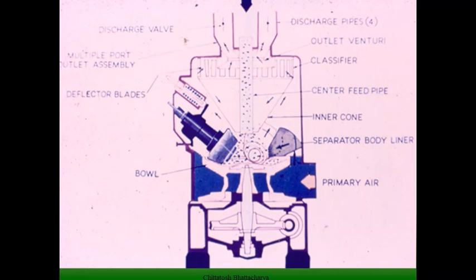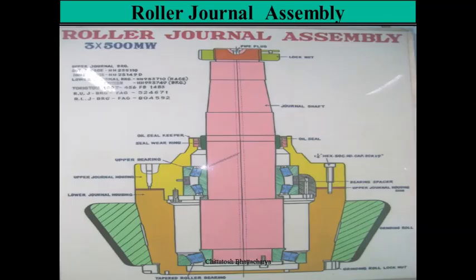The mill base is provided with support, as well as an arrangement for continuous recirculation of lubricating oil within the gearbox, as well as a cooling arrangement through a water cooling system. So this way the entire milling arrangement is made. Let us see the grinding arrangement within the bowl mill.